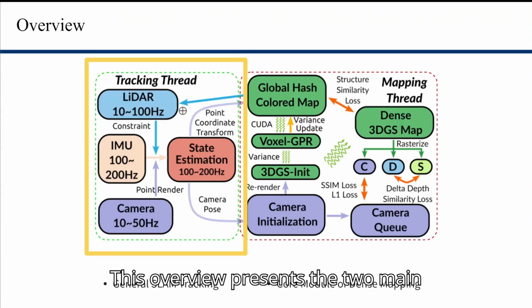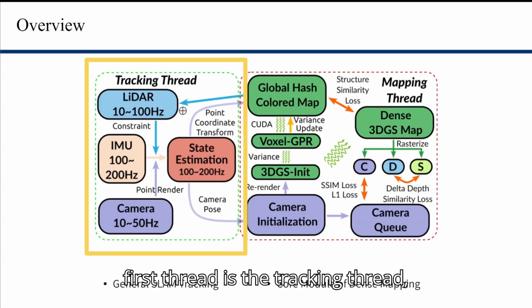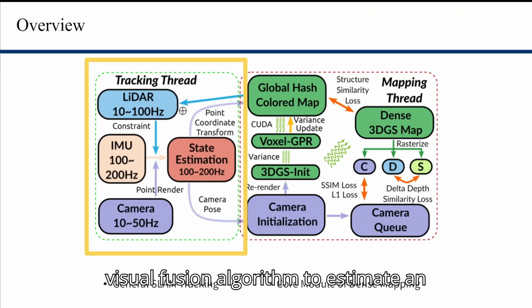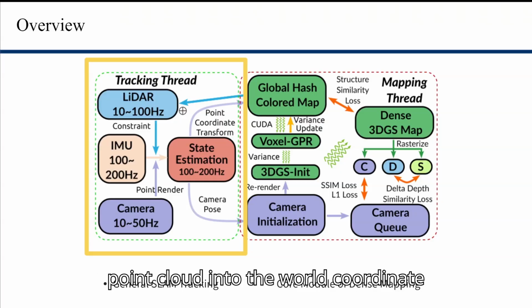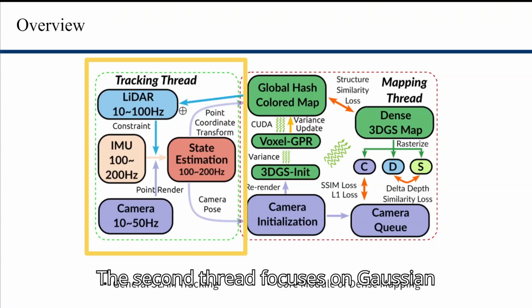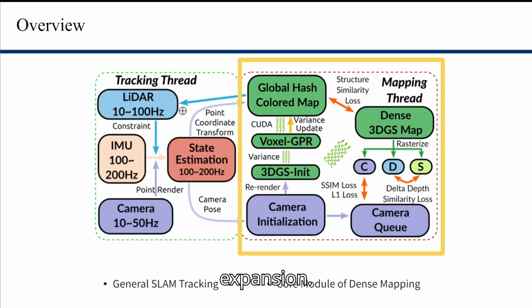This overview presents the two main threads developed in our framework. The first thread is the tracking thread, which utilizes a typical LiDAR inertial visual fusion algorithm to estimate an accurate and robust camera pose, allowing for the transformation of the colored point cloud into the world coordinate system. The second thread focuses on Gaussian splatting for dense mapping and map expansion.